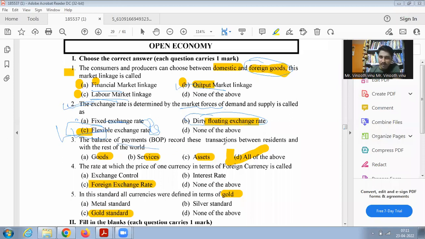Next, balance of payment record. These are transactions between residents and the rest of the world. Balance of payment covers all goods, services, assets. Therefore, the answer is all of the above. Next, the rate at which the price of one currency in terms of domestic currency is called foreign exchange rate. Then in this standard, all currencies were defined in terms of gold, the gold standard.